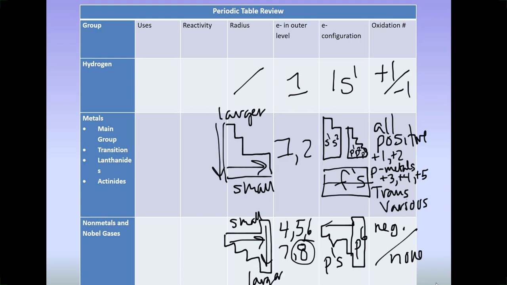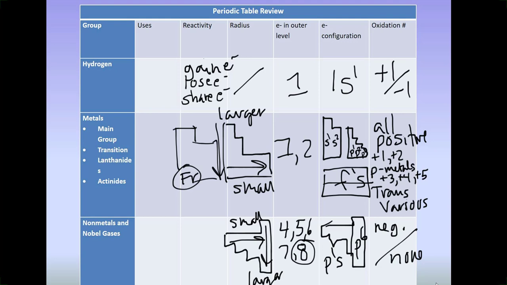Reactivity, so we know hydrogen can gain one electron, it can lose one electron, and it can also share electrons. So kind of hydrogen's multi-uses. Reactivity for metals, we know that francium is the most reactive metal of all of them. And the reason why it's so reactive is because of shielding effect, it has so much shielding effect that it's just really easy for that one valence electron to be lost.